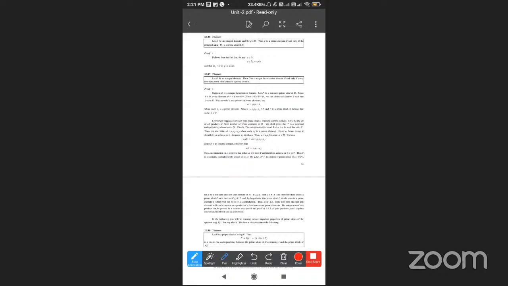Let T be the set of all finite products of prime elements in D. So according to the definition, T is the set of all finite products p1, p2 and so on of prime elements in D. We shall prove that T is a structured multiplicative closed set.